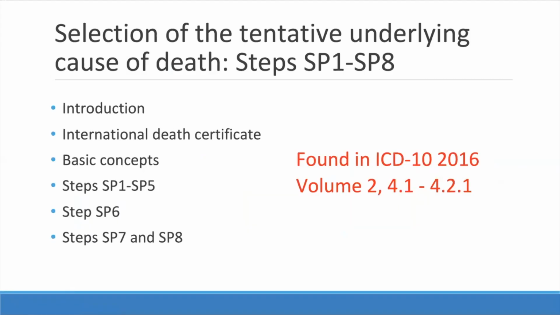The rules and guidelines for mortality classification are presented in two sections. Here you'll see that the introduction, information about the International Death Certificate, the basic concepts for mortality classification, steps SP1 through SP5, as well as steps SP6, SP7, and SP8 are all found in ICD-10 Volume 2 in sections 4.1 to 4.2.1. This information has been presented in other presentations in this series.